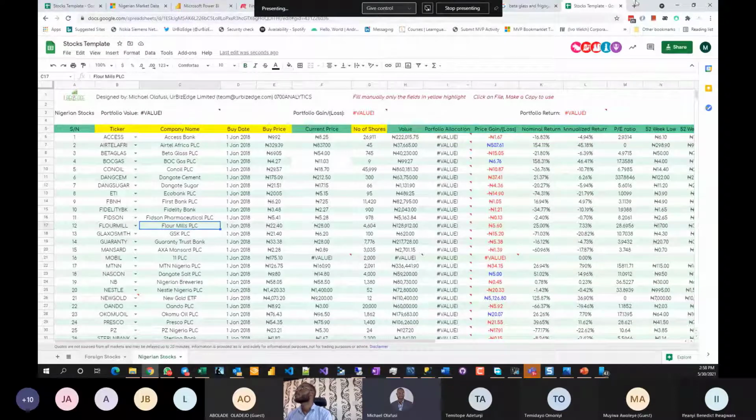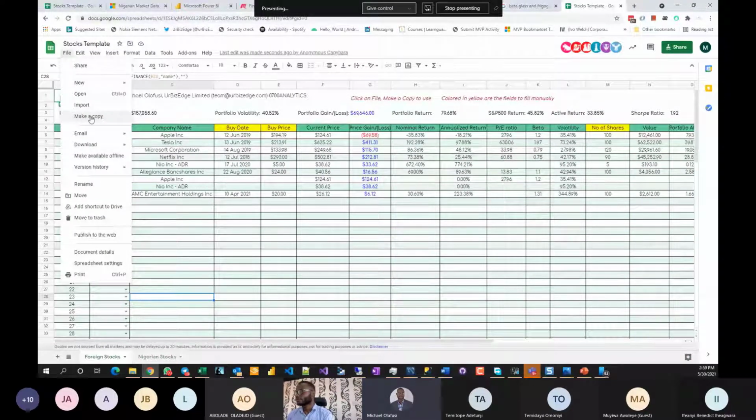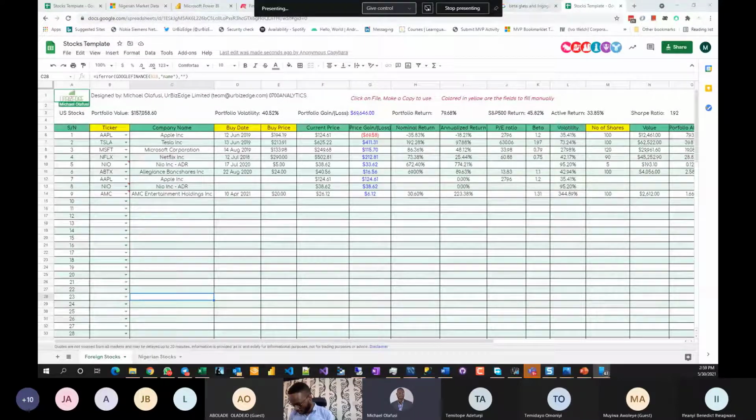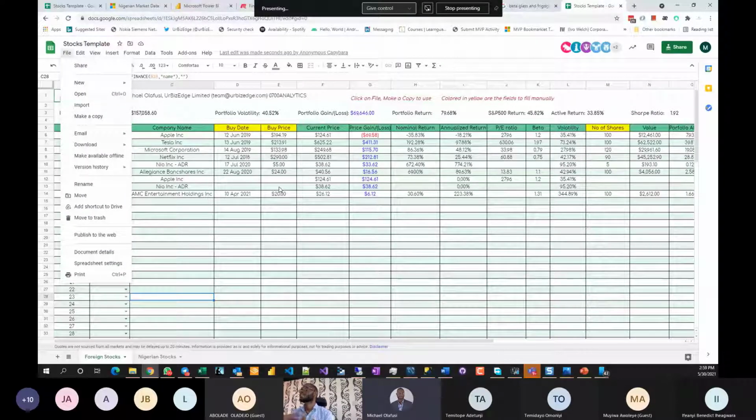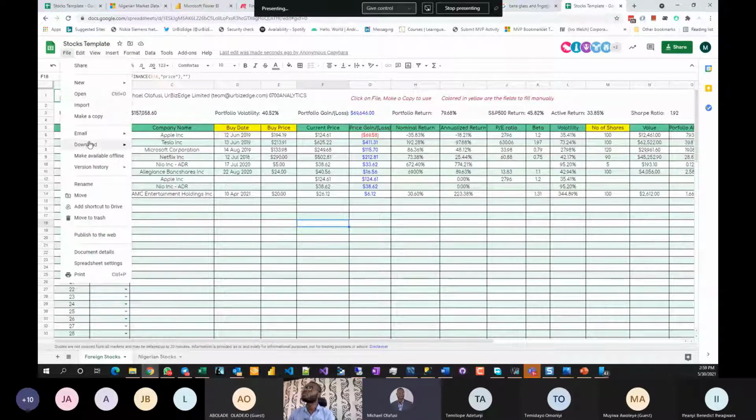Okay. So I'm going to show you how I use this. How you will use it is you go to File, then you say make a copy. Make a copy will personalize it for you, because you can't edit this. This one is read-only. If I let you edit it, everybody would be seeing your own portfolio, which I don't think you would like, right? So make a copy will help you to personalize it to your own Google Drive. That was what I did.